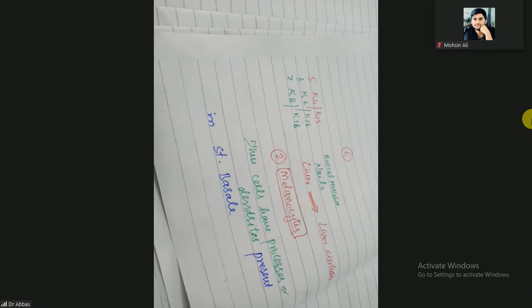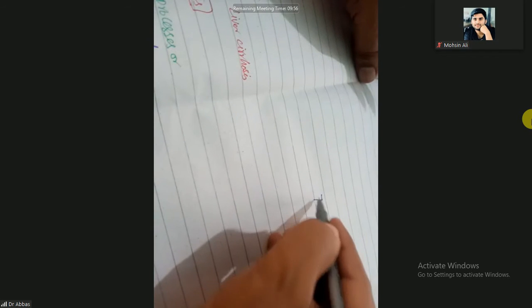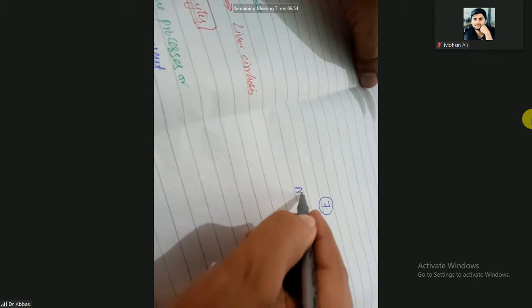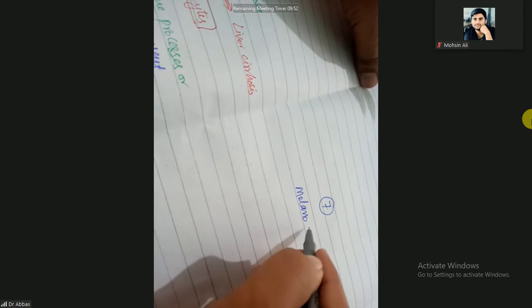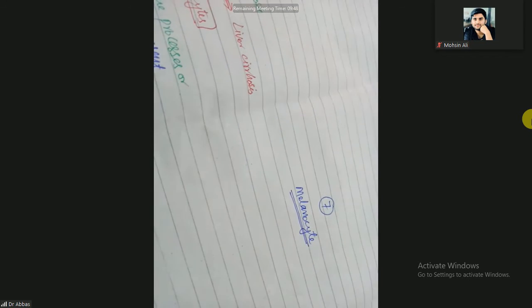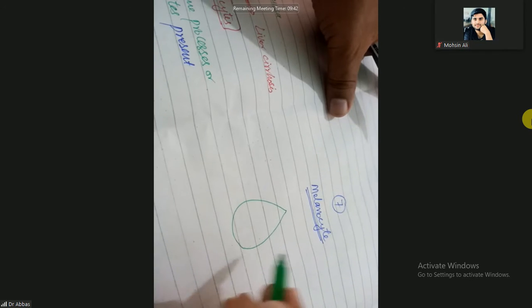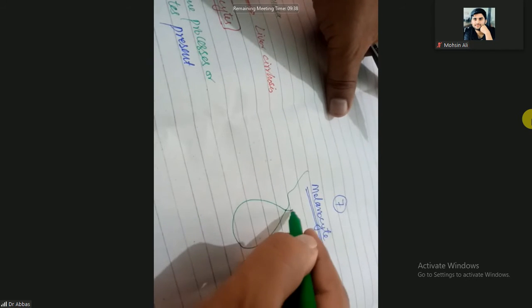So next point, the melanosomes. I am only drawing one melanocyte. Here is page number 7, melanocyte. Here is one melanocyte, maybe this is any melanocyte. It has spinous processes.